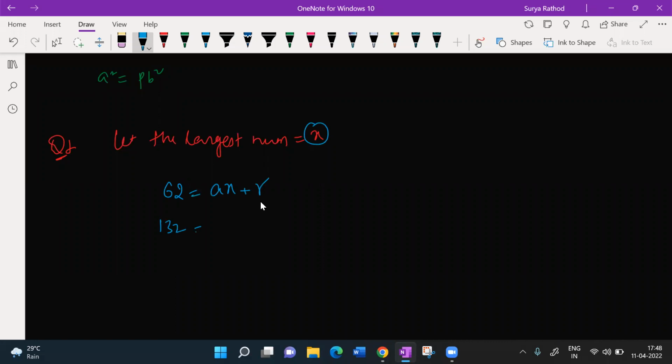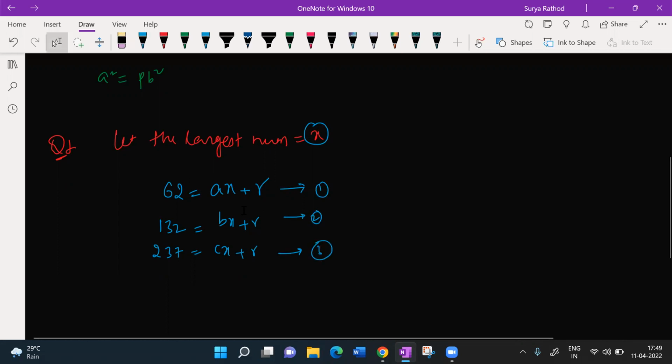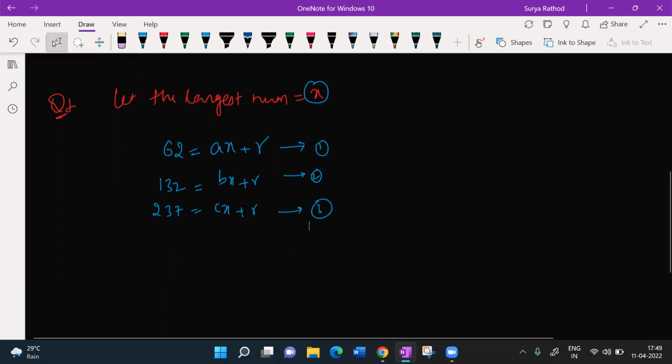And another number, 132, given that b into x plus r, same remainder we are getting every time. Look at this. So next, 137 is equal to cx plus r. Check. Look at this here: 1, 2, 3. Correct? Understood, guys? So this is how I just stored.